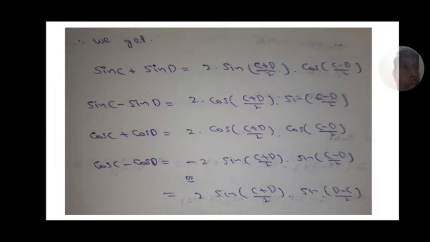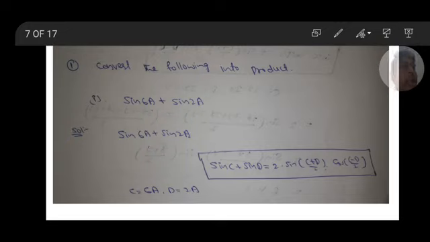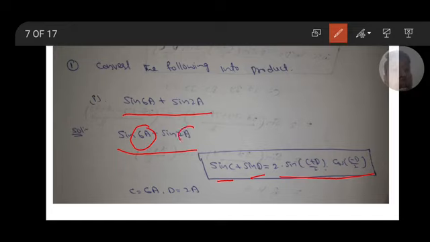Okay, problems. So first problem, convert the following into products: sin 6a plus sin 2a. It is sum of two trigonometric functions, sin 6a plus sin 2a. We have the formula sin C plus sin D. What is the formula? 2 into sin of C plus D by 2 into cos of C minus D by 2, where C means 6a, D means 2a.